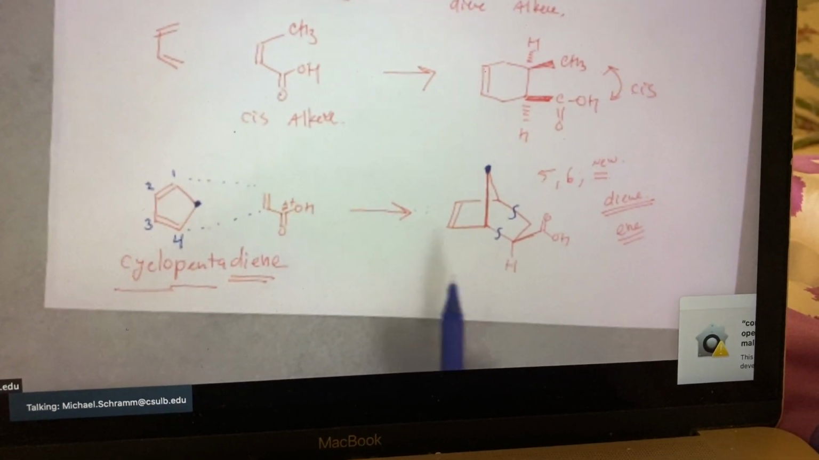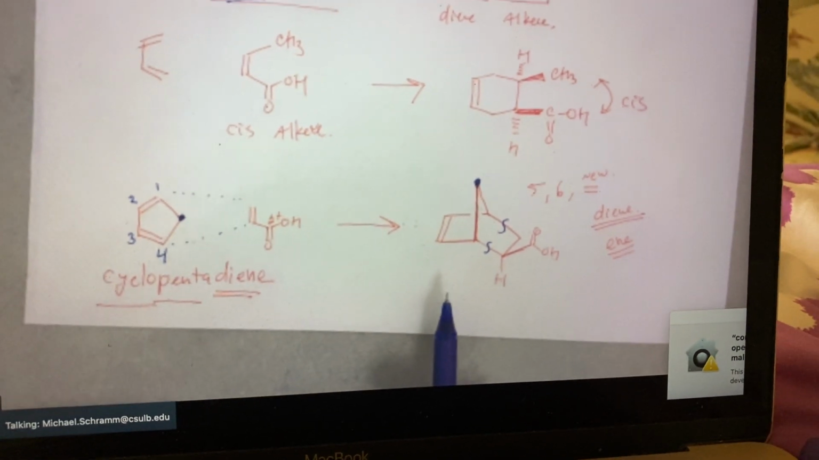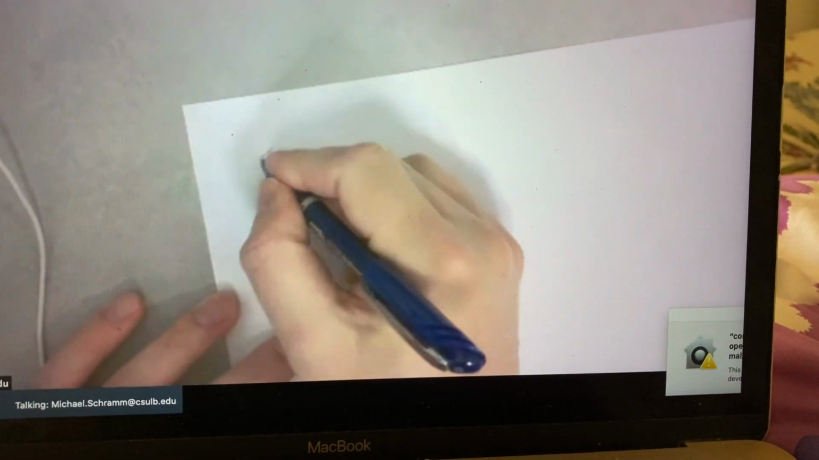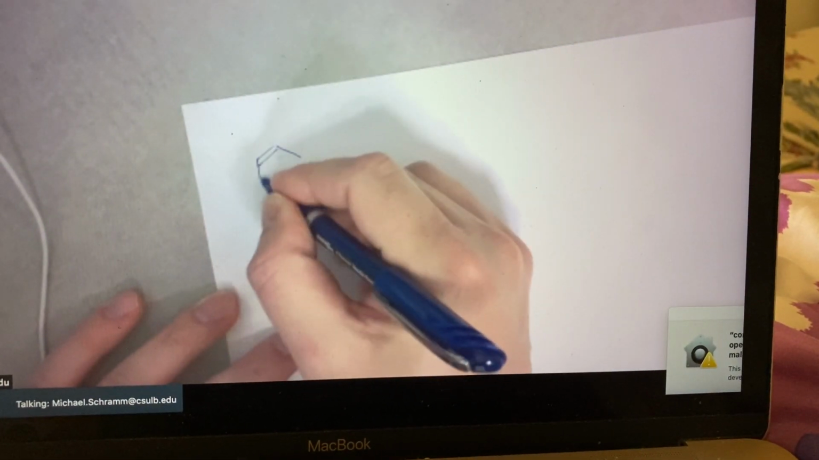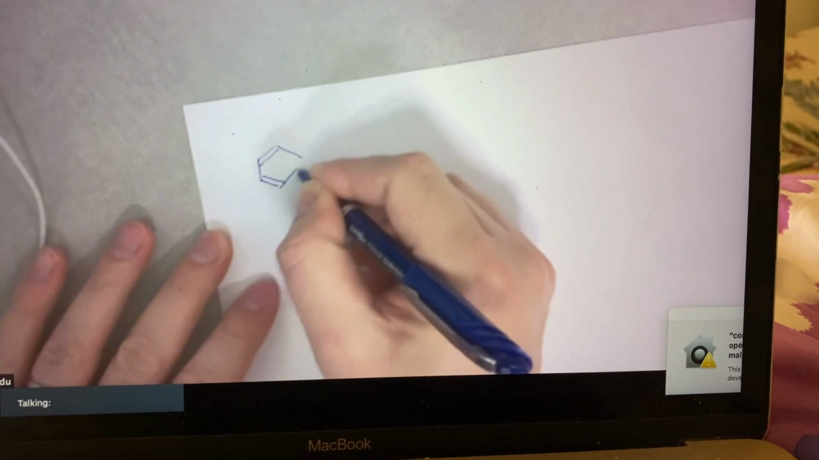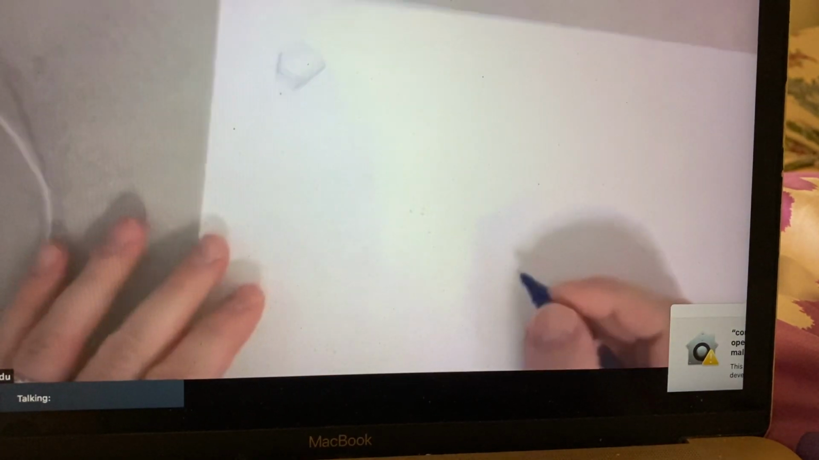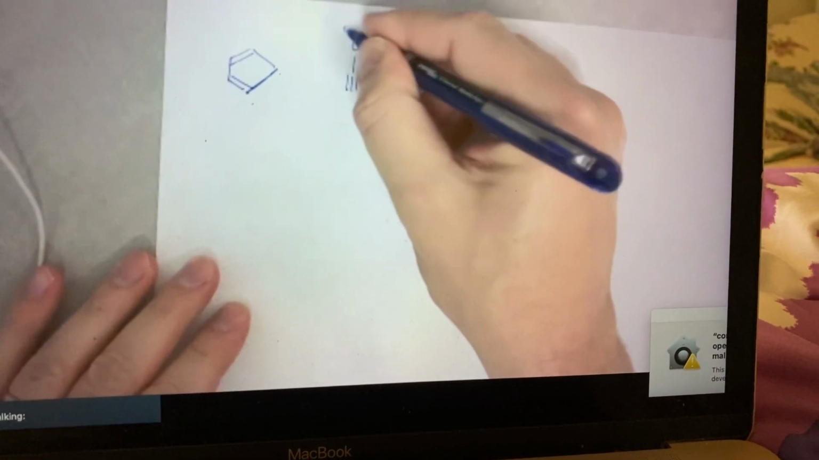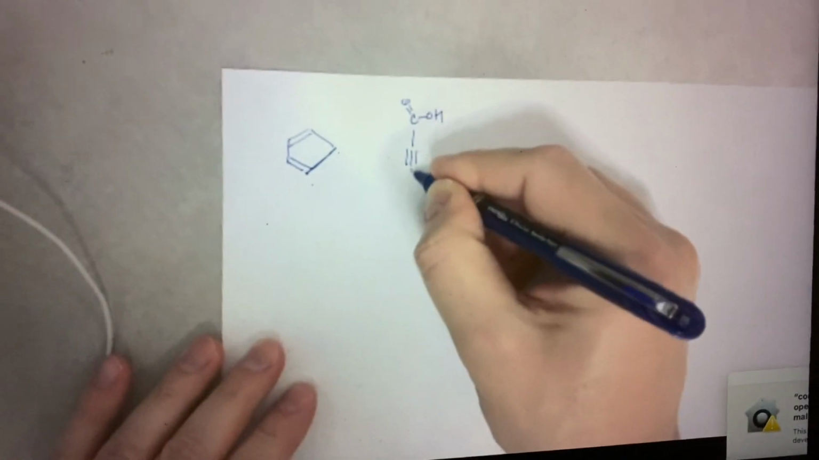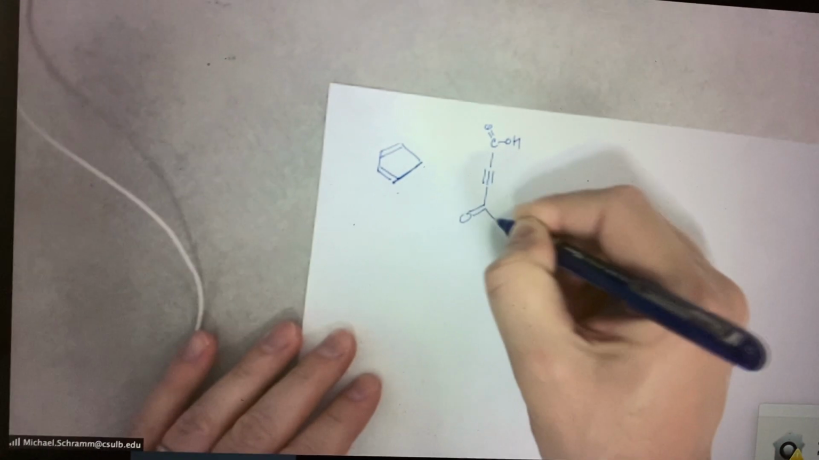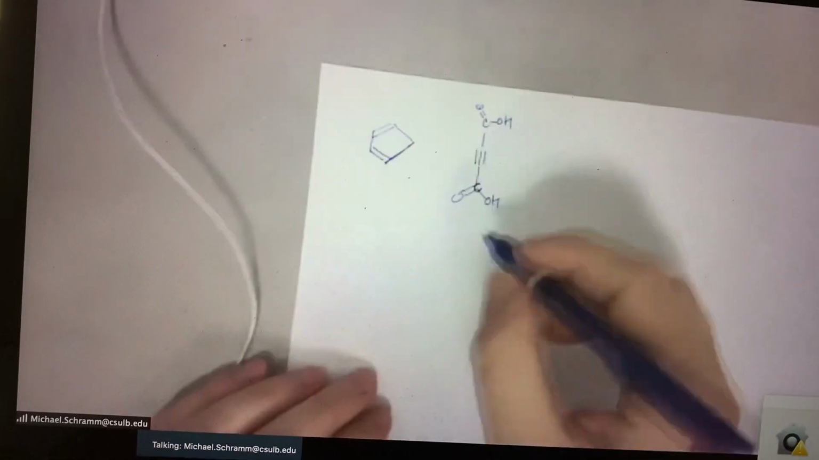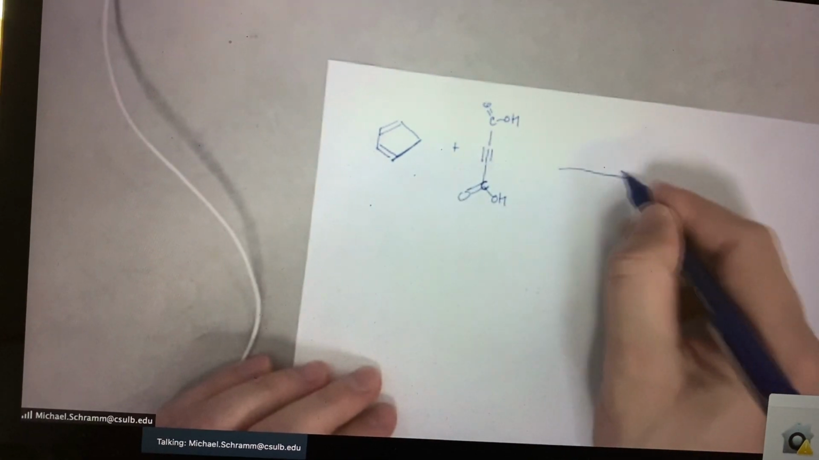Let's draw a couple more reactions like this. Let's actually do the same one. I'll use the same diene. We'll use a different alkene partner. Let's take cyclopentadiene, and let's react it actually with a triple bond. Let's take these two things together, react it with a triple bond.